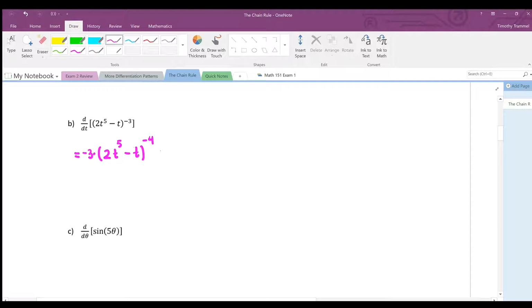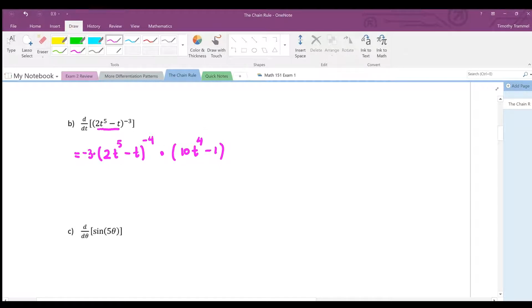Okay. Now, the only thing we have left is to multiply by the derivative of the inside function. So we're going to be taking the derivative of this 2t to the 5th minus t. Okay. So that's going to be, what, 10t to the 4th minus 1. And this is our derivative here.